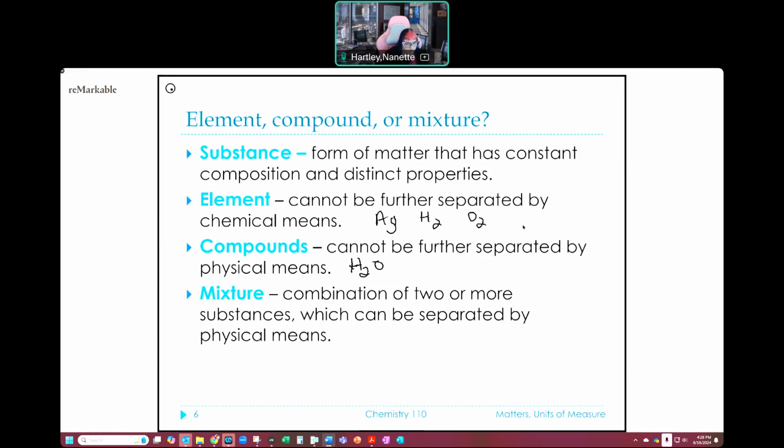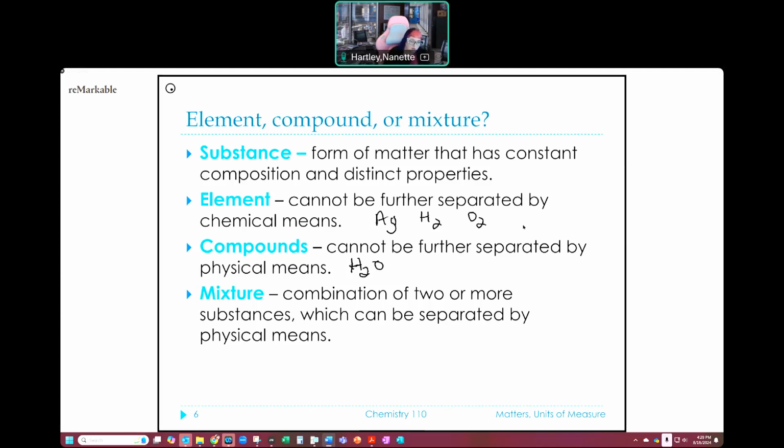I also have mixtures. Now, mixtures can be combinations of any of these things. It could be a combination of an element with a compound, or an element with two compounds, or two elements. Any number of these things can be a mixture. It's a combination of two or more substances which can be separated by physical means. Typically, we talk about things like that. And actually, I mentioned salt water before, and I was mistaken when I said it, so sorry. But there are ways that we can break that down. So that mixture can be separated by physical means.